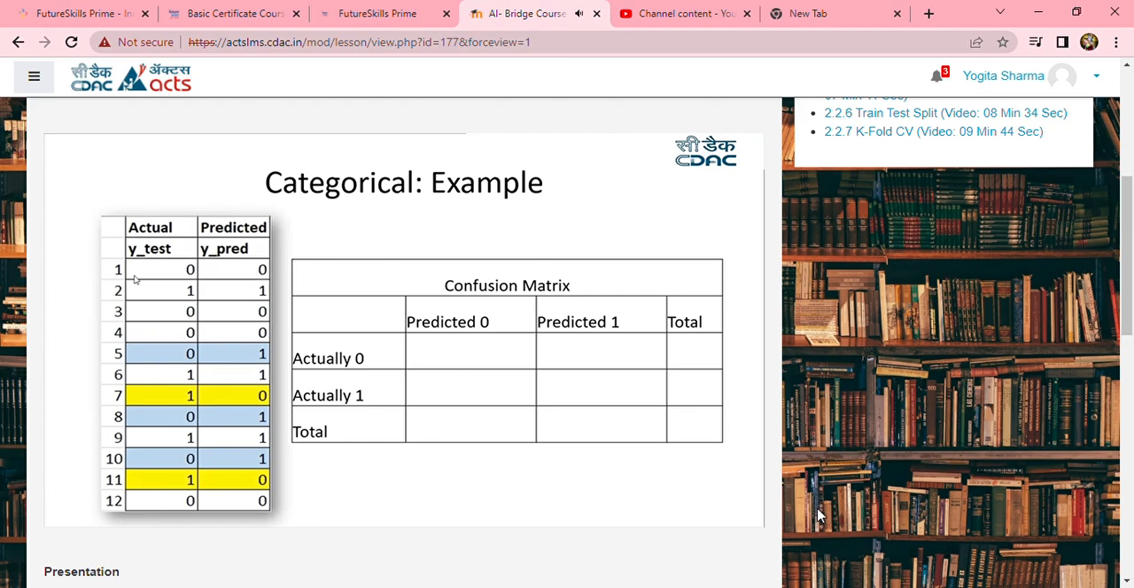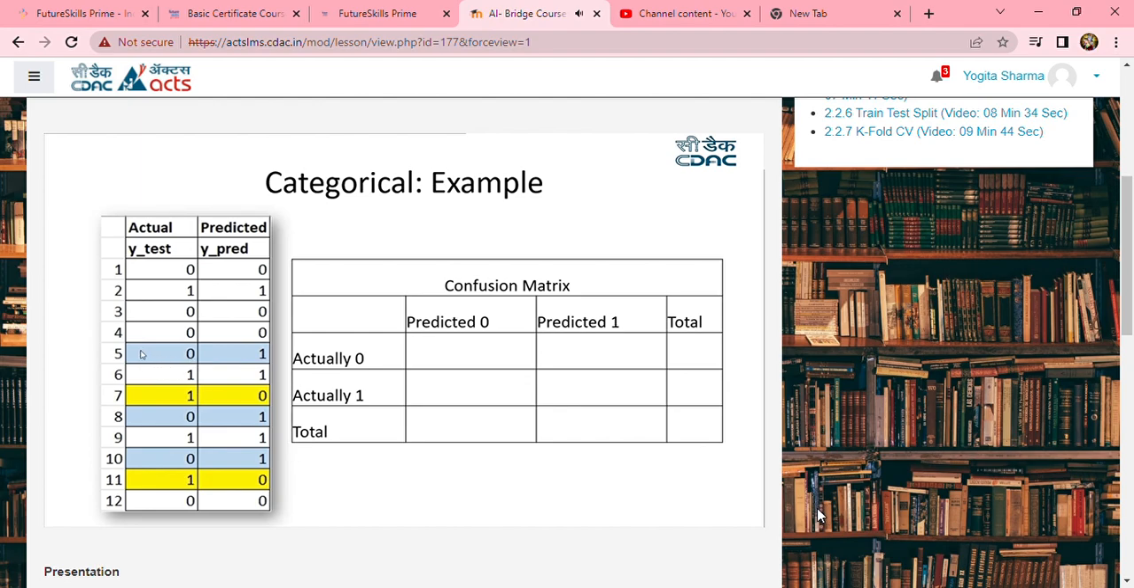So as far as the first observation is concerned, we can read it in the following way: the y_test value for the first one is 0, meaning actually it is 0, and it has also been predicted as 0, so it has been correctly predicted. The second observation is actually 1, and it has been predicted also as 1. That's not the case with observations like 5 or 7 or 8.